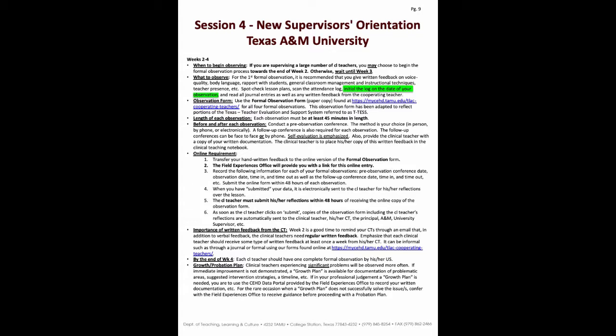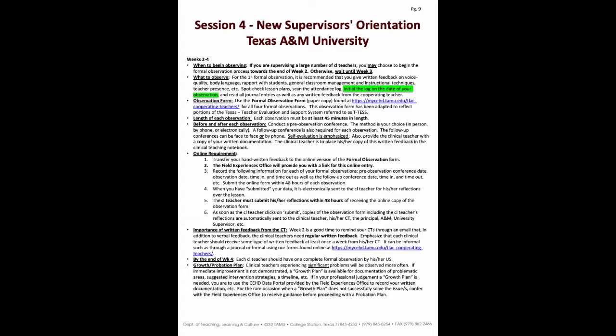You already know to conduct a pre-observation conference. The method is your choice, in person, by phone, or electronically. A follow-up conference is also required for each observation. The follow-up conferences can be face-to-face or by phone, but not electronically, like the pre-conference. Self-evaluation is emphasized. Also provide the clinical teacher with a copy of your written documentation.